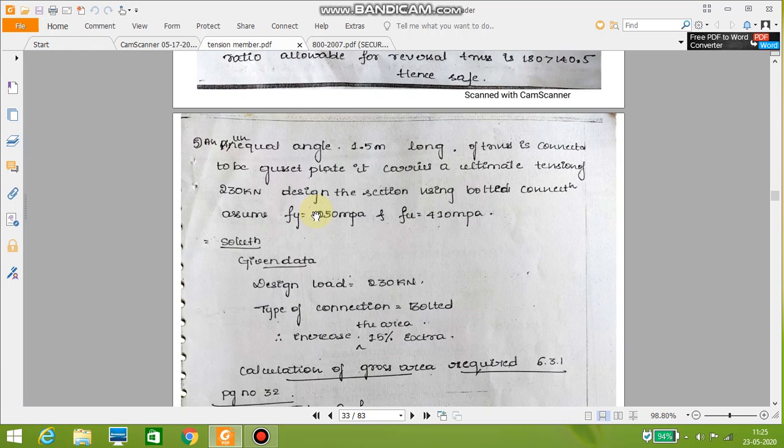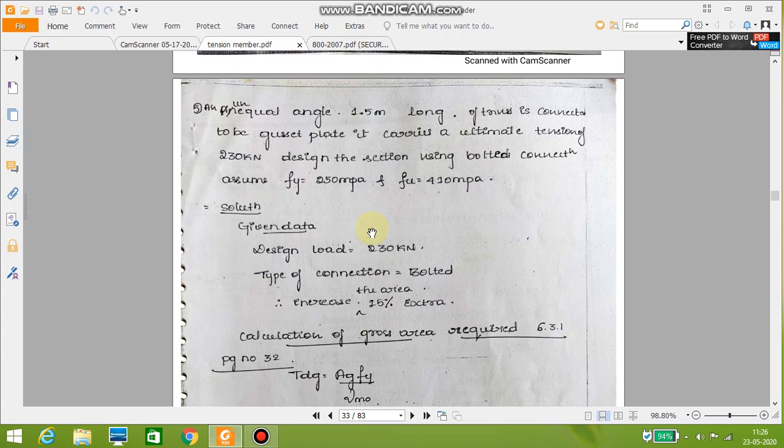Continue with the problems on an unequal angle. A 1.5 meter long truss member is connected to a gusset plate. It carries an ultimate tension of 230 kilonewton. Design the section using bolted connections. Assume Fy equal to 250 MPa and Fe equal to 410 MPa.